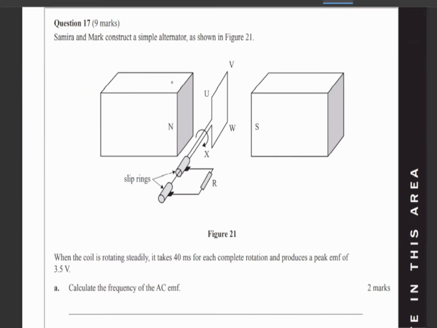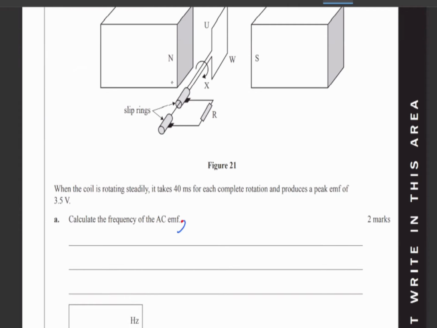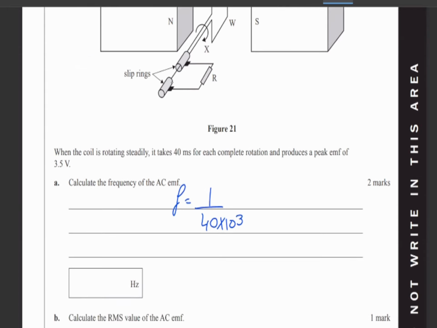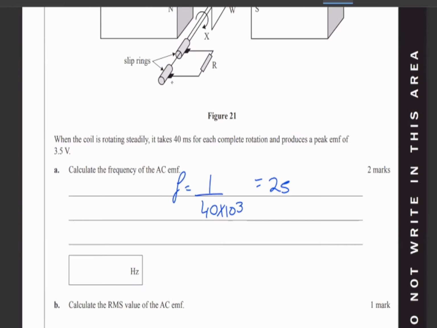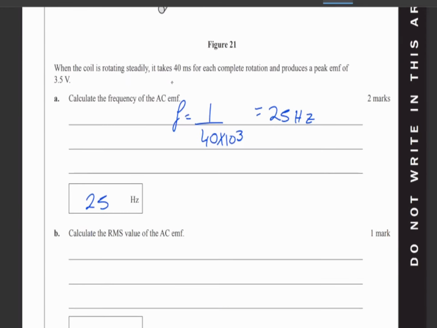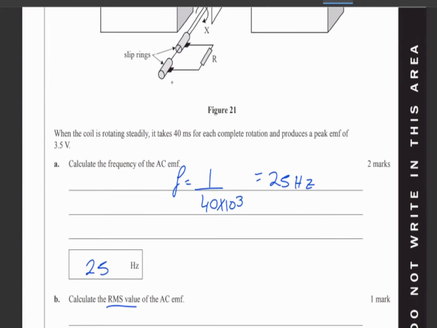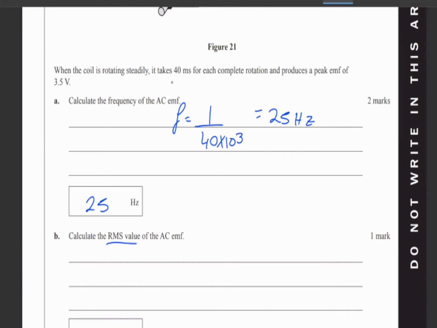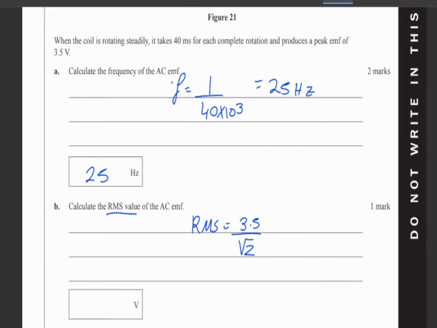Calculate the frequency, just 1 over period. So 40 times 10 to the power negative 3, which is 25 hertz. The RMS is just VP over root 2. So VP is 3.5, over root 2, which is 2.5 volts.